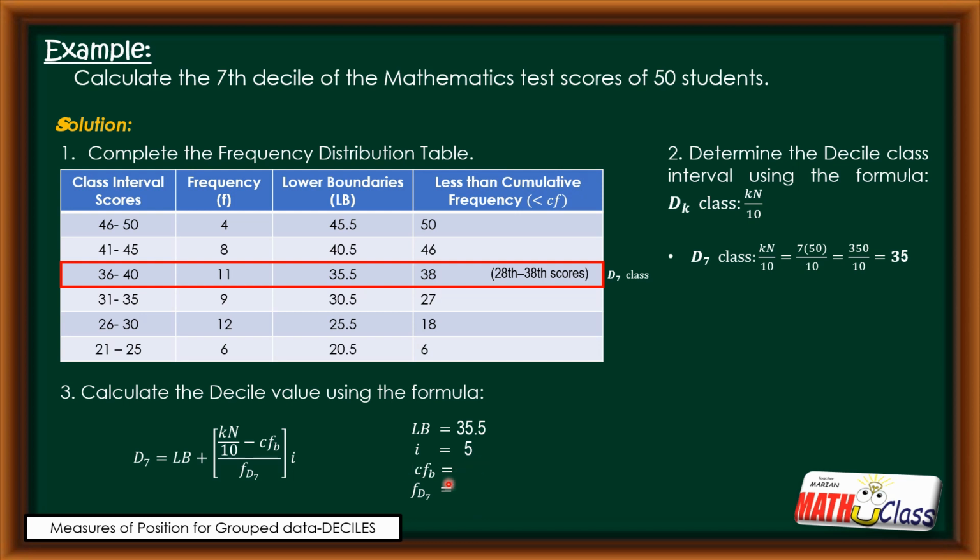The value of our CF sub B, which is the cumulative frequency of the class before the 7th decile class, is 27. Since the cumulative frequency of the D7 class is 38, then the cumulative frequency before 38 is 27. That's why CF sub B is equal to 27. Lastly is the F sub D7, which is the frequency of the 7th decile class. So for the D7 class, the frequency is 11.